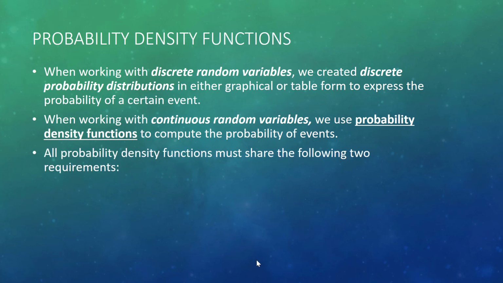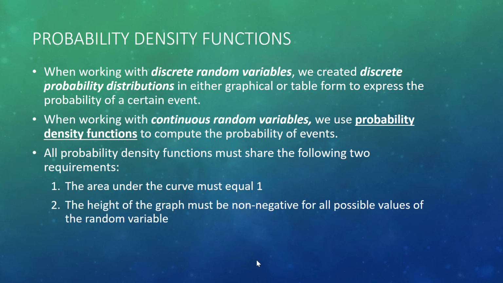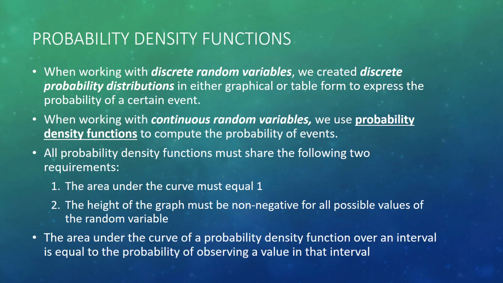All probability density functions must share the following 2 requirements. Number 1, the area under the curve must equal 1. Number 2, the height of the graph must be non-negative for all possible values of the random variable. The area under the curve of a probability density function over an interval is equal to the probability of observing a value in that interval.